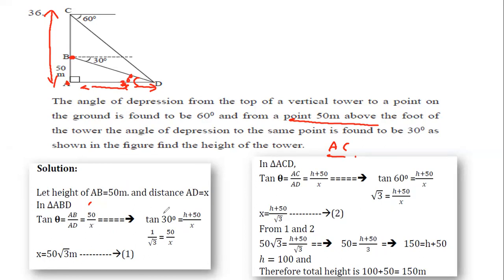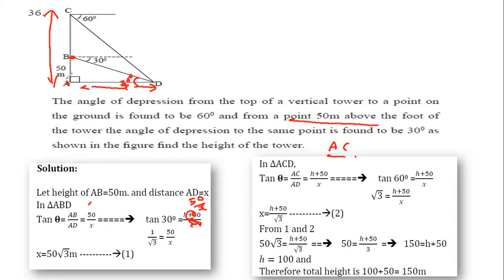Tan 30 degrees is equal to AB, the length of AB is 50, divided by X. So tan 30 degrees is 1 by root 3, which is equal to 50 divided by X. Cross multiply this, you will get X is equal to 50 root 3. Call this equation 1.